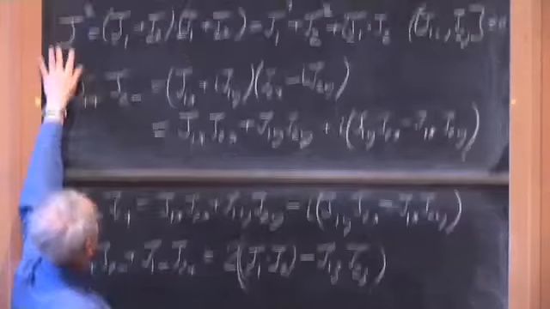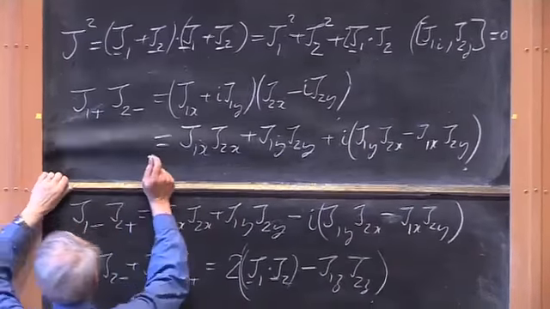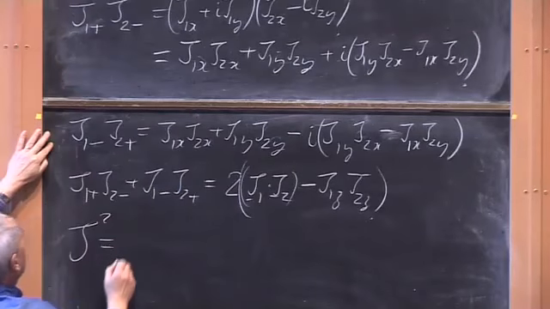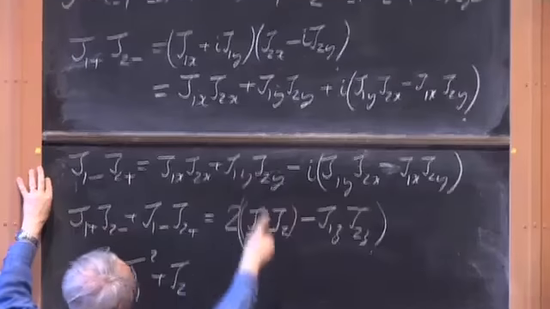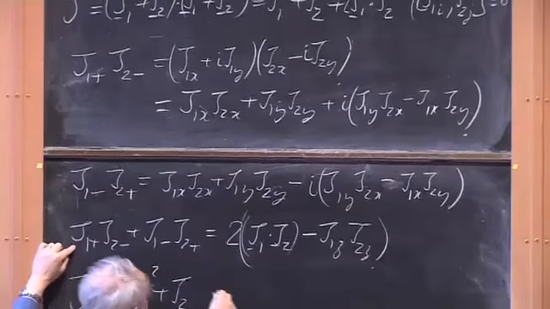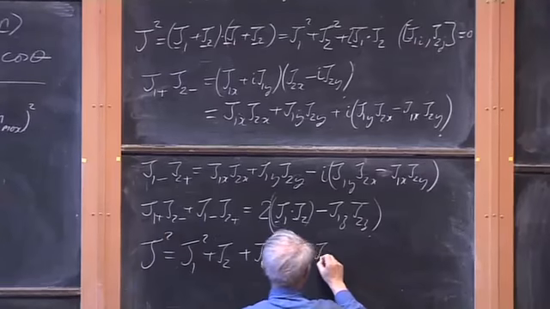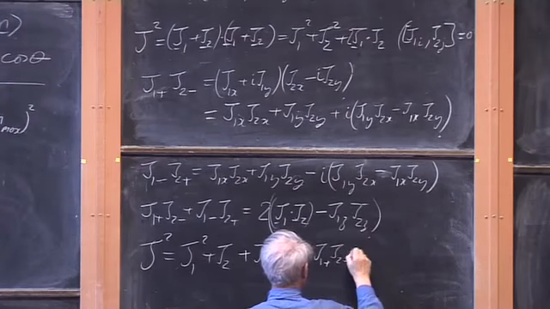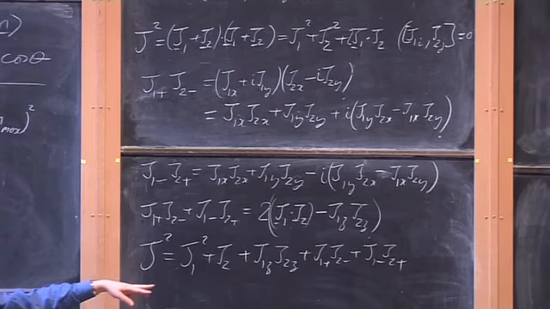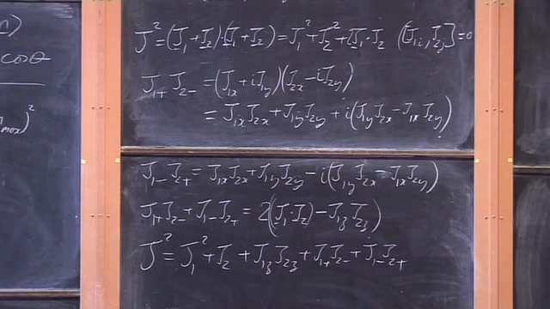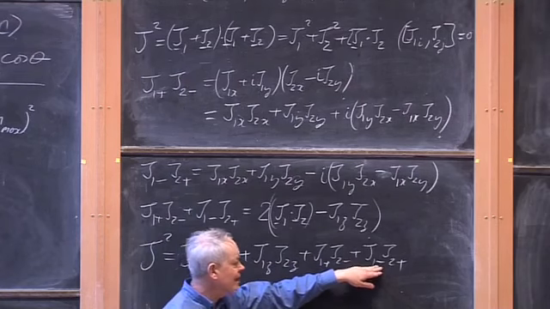I now go back to this j squared here and replace that with stuff to do with j plus and j minus. So I now write that j squared is equal to j1 squared plus j2 squared, and then I want this, so I take plus j1z j2z plus j1 plus j2 minus plus j1 minus j2 plus. So this disgusting mess on the right expresses j squared, the total angular momentum operator of the whole box, in terms of operators whose action upon the states of the box I know.